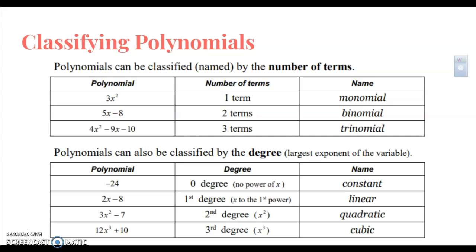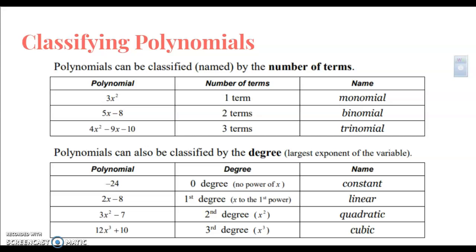So the first polynomial is negative 24. That has a 0 degree because there's no power of x. We just call that a constant. You should already know that. The second class is linear because if you see we have 2x minus 8. Anytime x is to the first degree, that's called linear. You already know that. That's some previous knowledge there.